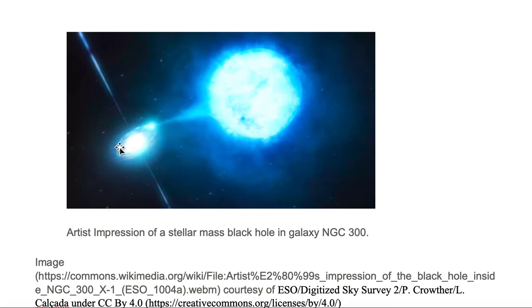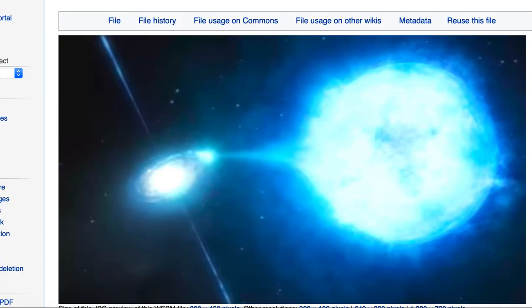It's spiraling in, forming an accretion disk, and you can't see the primary. It's so small in here, but the material is falling in on this star. That material gets ejected out through the poles. Let's go take a look at this animation.